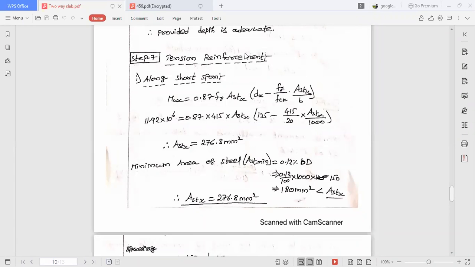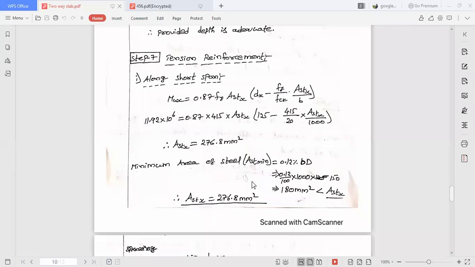Now let us go ahead with the next procedure. You can finalize this as Ast. ఒకవేళ let us assume ఇక్కడ మనం క్యాలిక్యులేట్ చేస్తే 150 వచ్చింది అనుకోండి. You cannot take this as final Ast. Once we have checked with minimum, ఎంత వచ్చింది? 180. Then this final value will become 180, not 150. Okay, so final Ast is 276 mm square.